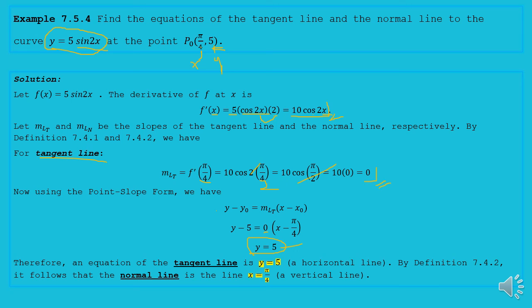By definition 7.5.2 ito, it follows that the normal line is the line x is equal to pi over 4, a vertical line. So which means, x equals to pi over 4 na galing sa given nating point. Basta 0 ang slope ng tangent line, automatic yan yung tangent line na si y, given yung y coordinate ng point. Tapos, yan yung normal line na si x, given yung x coordinate.